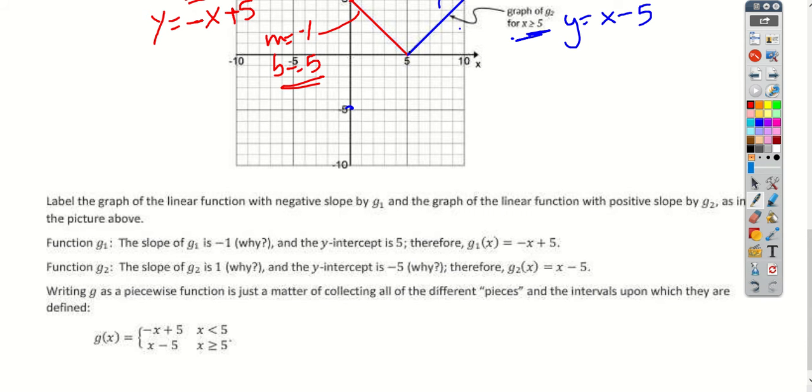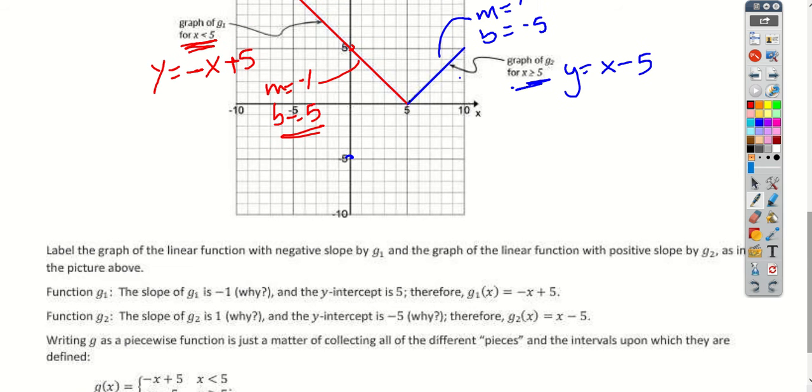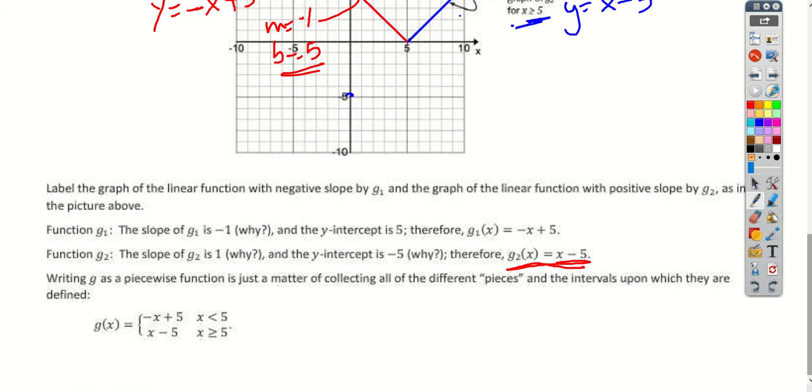And the second graph, G2, which is the right side, has a slope of 1 because it goes right one, up one. The y-intercept is -5 because if we continue the line, we're going to make contact down at -5. And therefore G2 has this equation. So this is how we write our piecewise function.